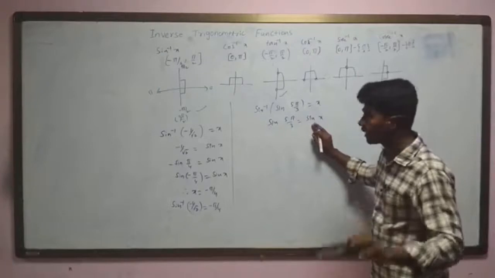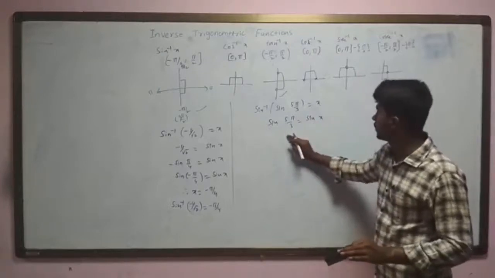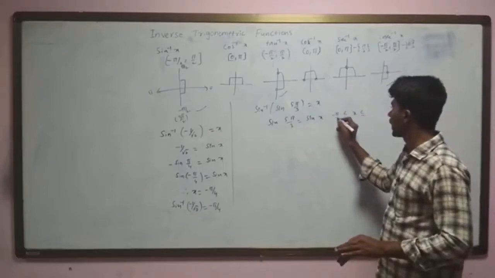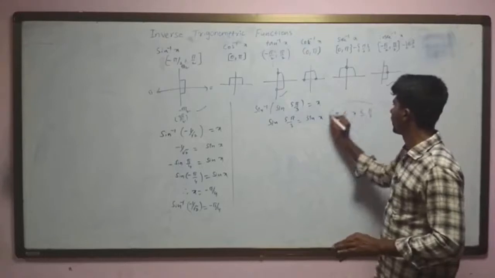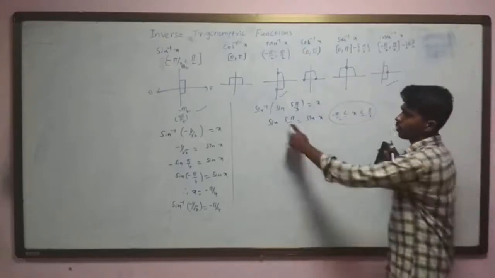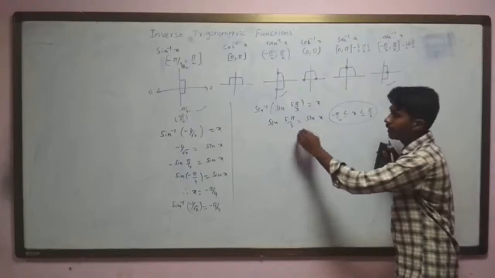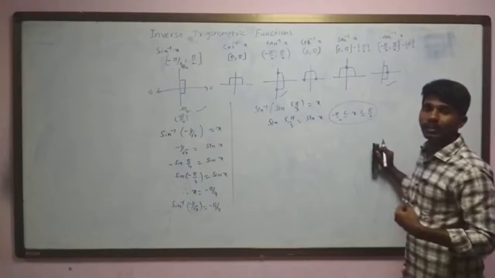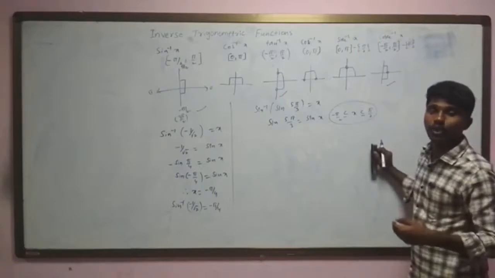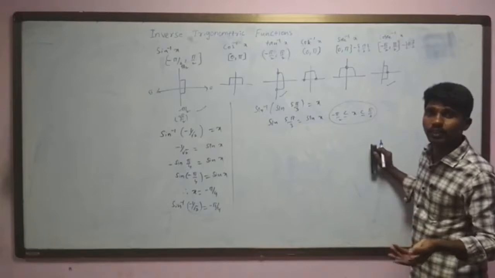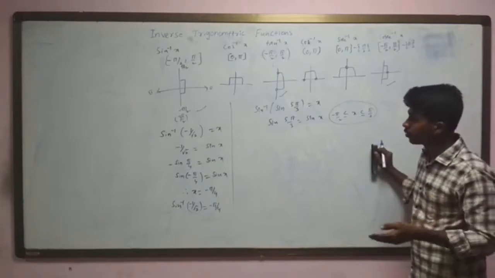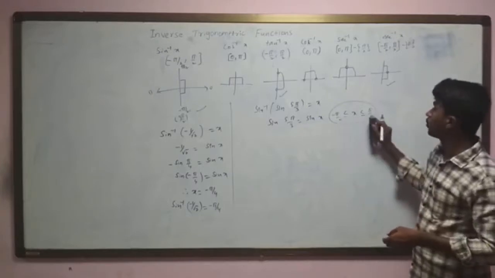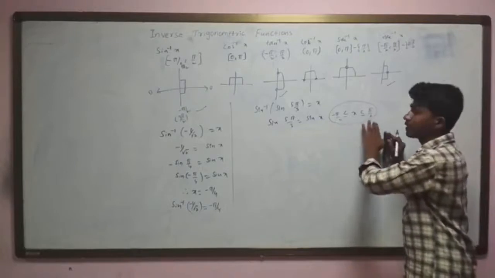Now sin 5 pi by 3 is equal to sin x. So directly we cannot take x is equal to 5 pi by 3, because x lies in between minus pi by 2 and plus pi by 2. 5 pi by 3 is nothing but 5 into 60, 300 degrees, which lies in the fourth quadrant, and can be expressed as between minus 90 and plus 90 we should write.